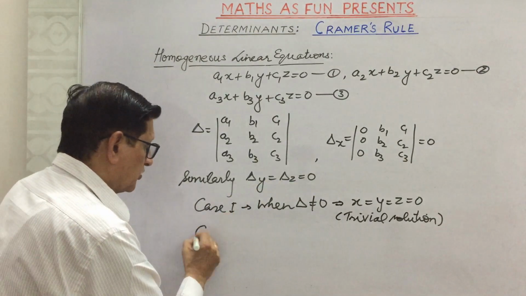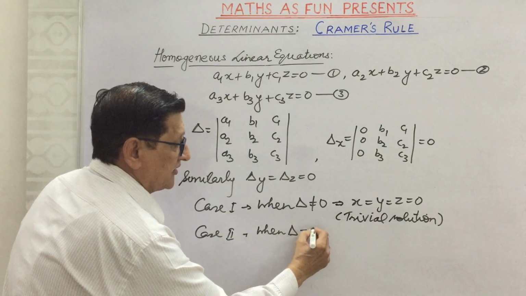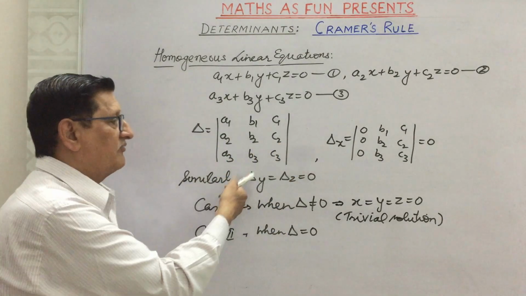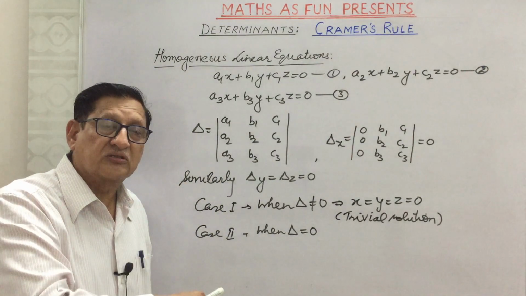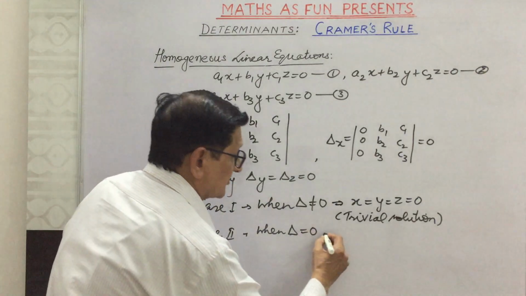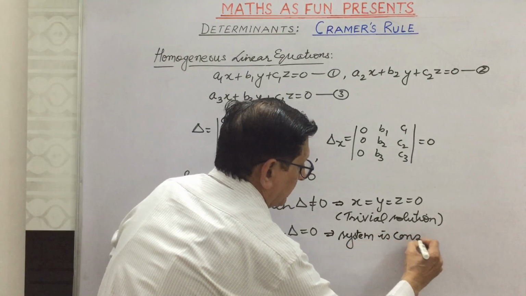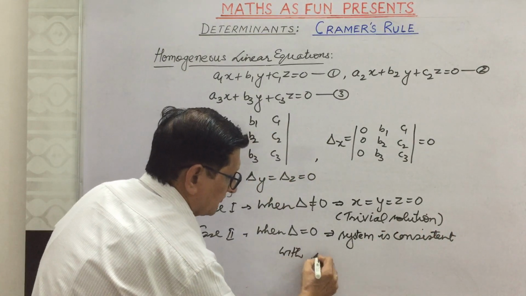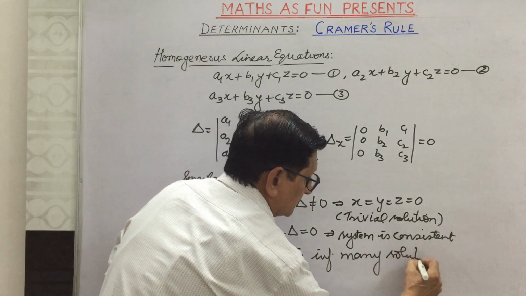Case 2, if delta is equal to 0. If delta is 0, then certainly this delta x, delta y, delta z are 0. So what we can say? That the system will be consistent with infinitely many solutions.